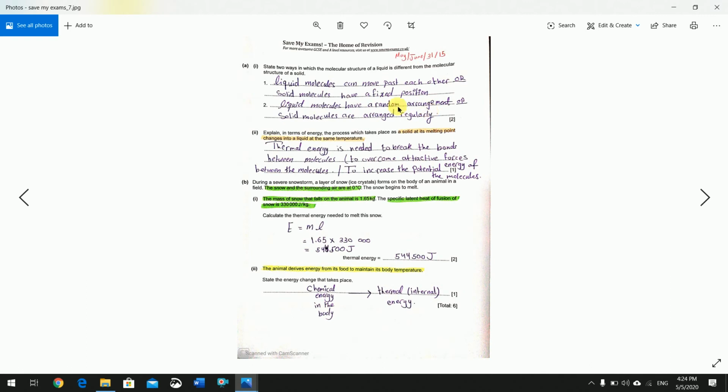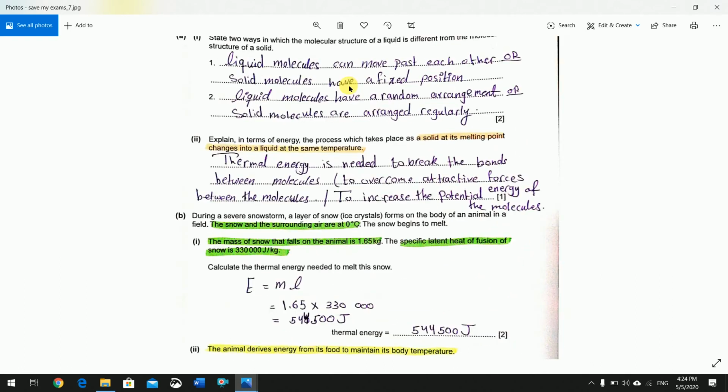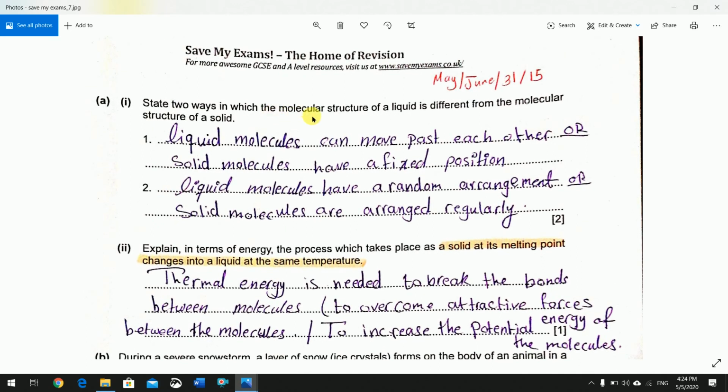Now let's go to this one. State 2 ways in which the molecular structure of a liquid is different from the molecular structure of a solid. Basically, the liquid molecules can move past each other, while solid molecules have a fixed position. The liquid molecules have a random arrangement, while the solid molecules are arranged regularly.